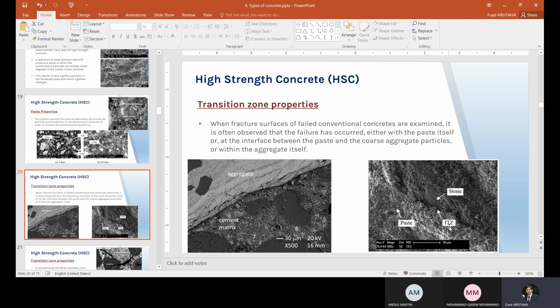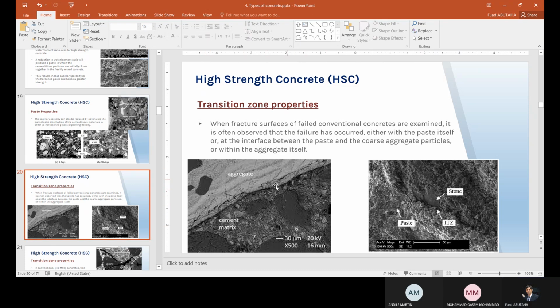And you can see here the transition zone between the stone and the paste is very compacted, and it has a good bond between both of them. So how do we increase the bond between both of them? You can use stone that has sharp broken edges, stone that has a rough surface, not a rounded smooth surface. We need to have a rough surface and sharp broken edges. And also we need to minimize the water to cement ratio, which makes this area more compacted and filled with the cement paste.